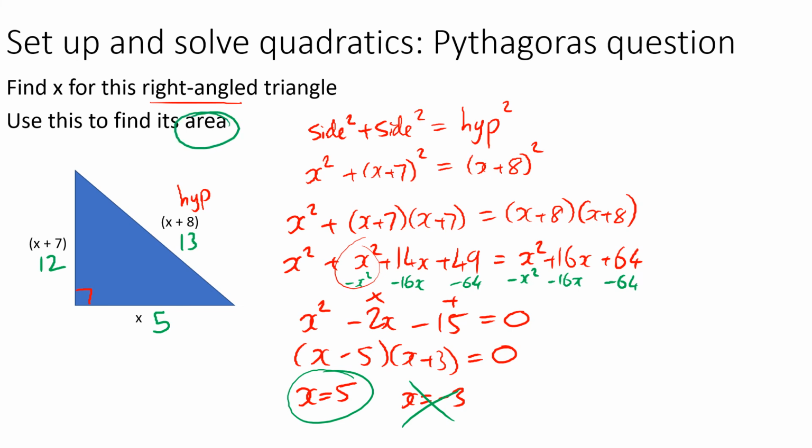The area, which is what we actually want, is a half times base times height, so it's a half times 5 times 12, which is going to give us 30. Doesn't really give us a unit, so I'll just say 30 units squared. Okay, got one more to go.